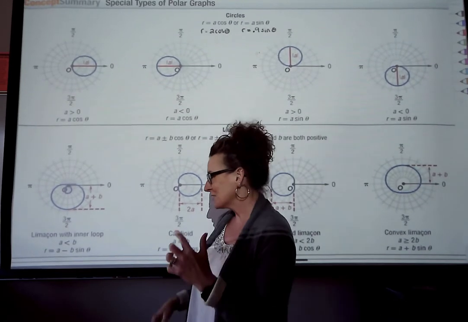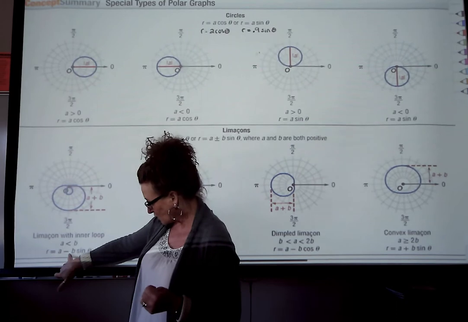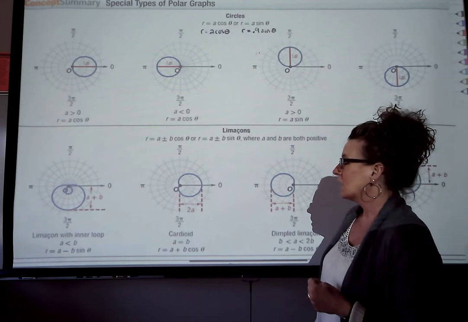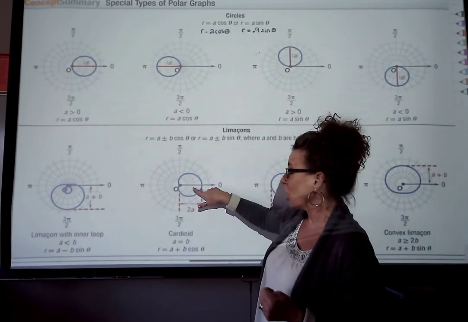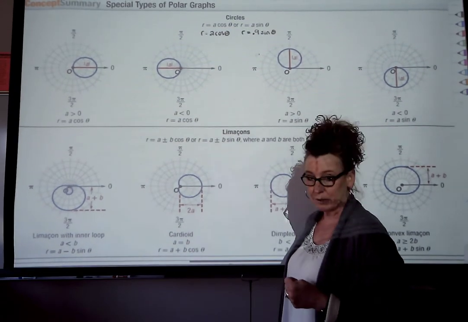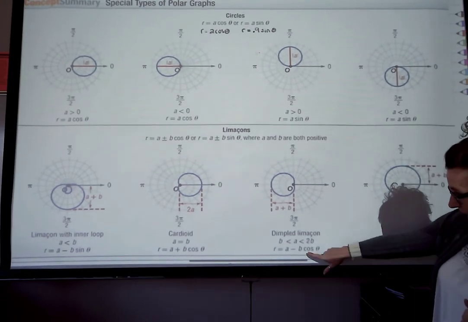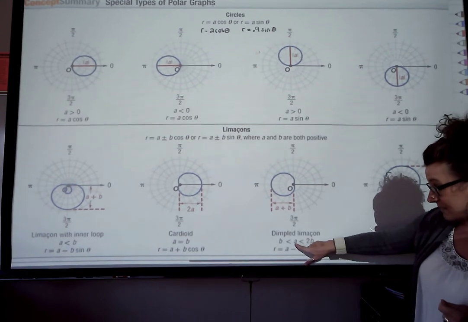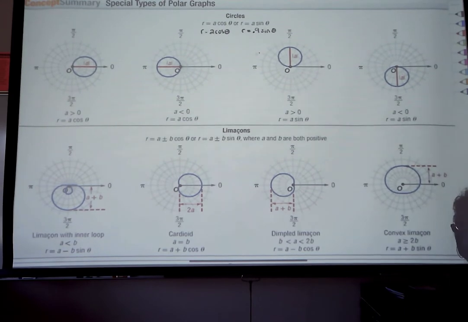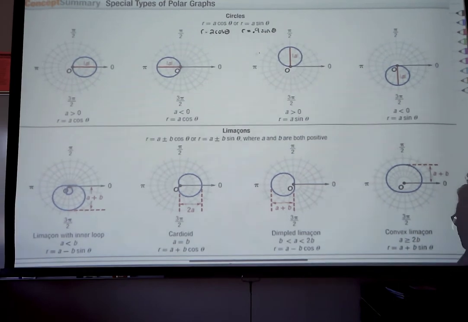They're round, almost circular shape. They might have an inner loop. And if they do, this is what the equation would look like, and A would be less than B. It might be a cardioid, which kind of looks like a heart. This is what the equation would look like, and A would equal B. A dimpled limaçon, and this is what your equation would look like, and A would be bigger than B, but not as big as twice B, or a convex limaçon. And this is what your equation would be, and this is the relationship between A and B.